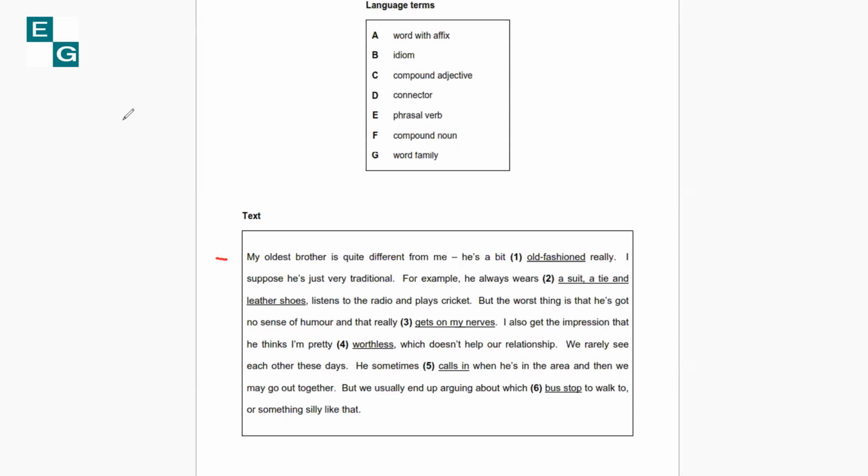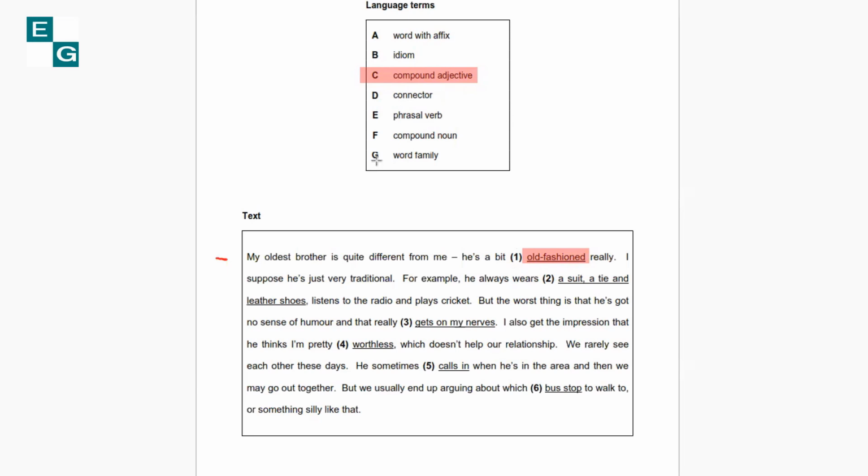My oldest brother is quite different from me. He's a bit old-fashioned, really. Old-fashioned. I have 2 words as an adjective. Using these 2 words together is going to give me a compound adjective. Compound adjective. And then it says, I suppose he's just very traditional.